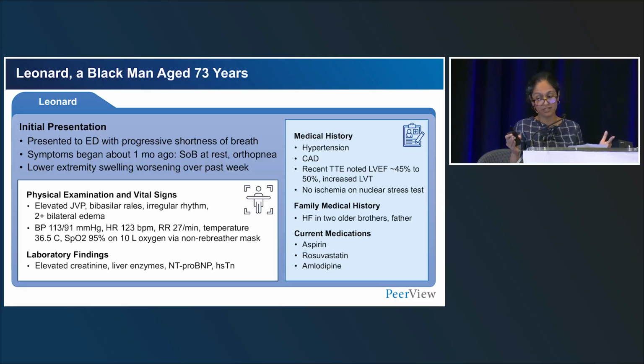Creatinine's not good. Liver enzymes are up, probably hepatic congestion. His NT-proBNP is up. His other history: hypertension, coronary disease, EF is 45 to 50% on echo, increased left ventricular wall thickness. Stress test had looked fine. Mysteriously, 2 older brothers and his father had heart failure. He takes aspirin, rosuvastatin, amlodipine. So, Dr. Selvaraj, what jumps out at you in this case?